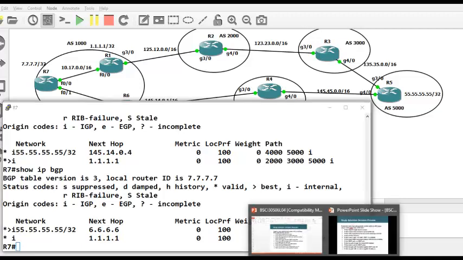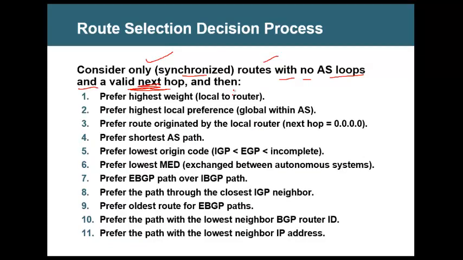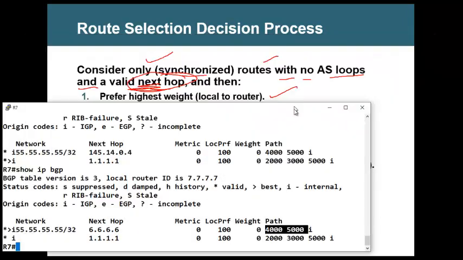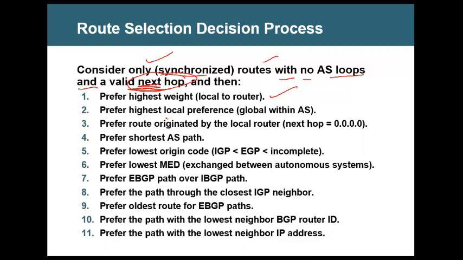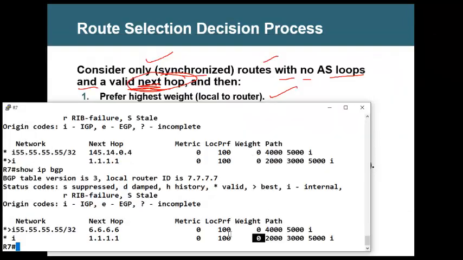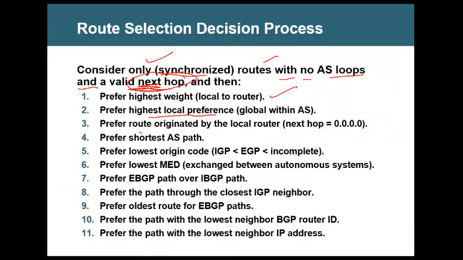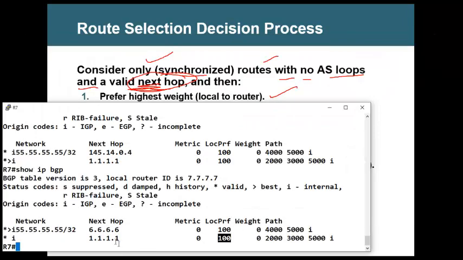Let's go back to this page. You see here, if both the next hops are valid, it will check the weight. What is the default weight here? 0, 0. So there is a tie. Then it will check the local preference, highest local preference, but both local preferences are 100. So there is a tie. Next it will check if any route has got next hop 0.0.0.0, but both the routes have got some number, not 0.0.0.0. It's not self-originated. So there is a tie again.